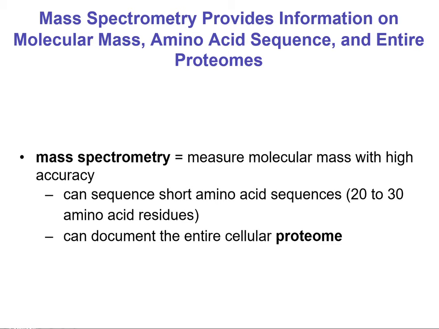You can couple that with mass spectrometry. So you can digest a protein and then use mass spectrometry, which helps you to measure molecular mass with really high accuracy. So you can sequence and you can actually look at the entire proteome, which is all the proteins.